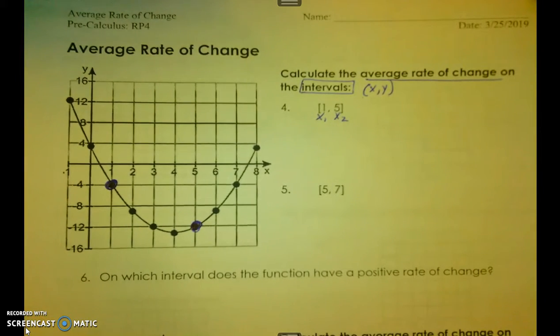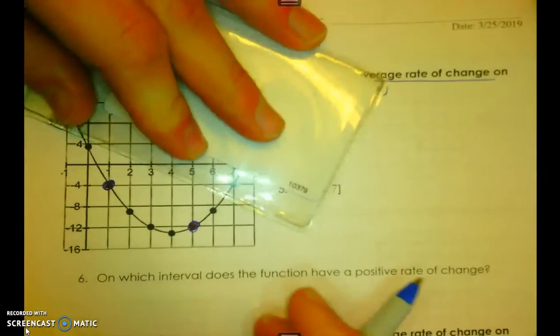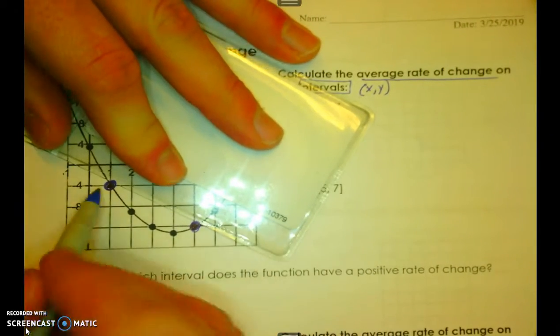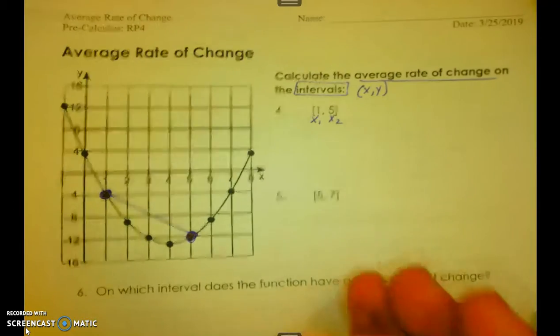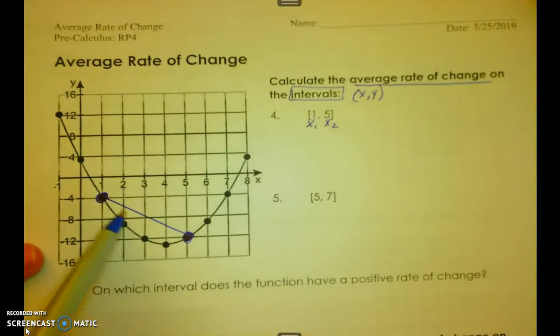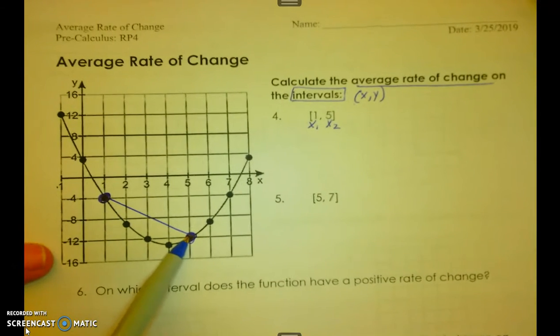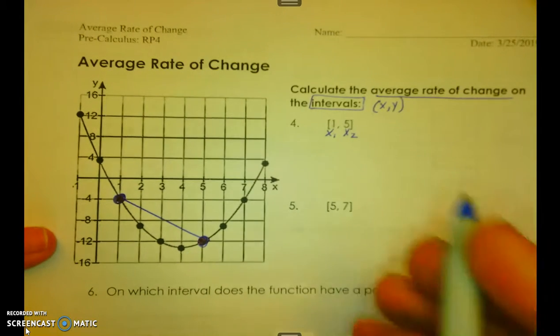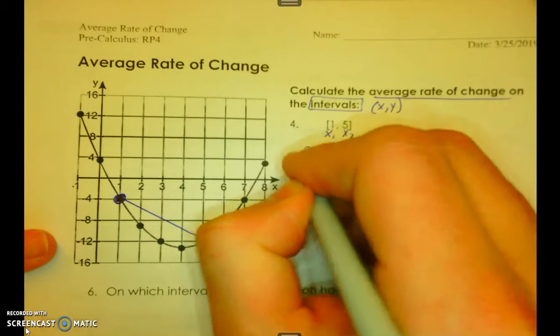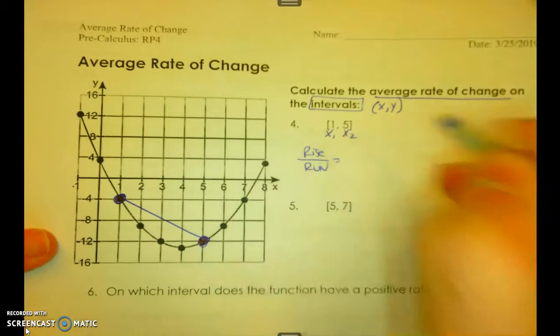And the way you do that is you draw a straight line, regardless of what the function looks like, between those 2 points. And once you do that, it's exactly the same as finding the rate of change of a linear function. You're just going to use the linear line that you just drew. So if you can find the slope of this line that you drew between 2 points, you will have found the average rate of change. So let's do that. We can still use rise over run. It's just as simple right now.